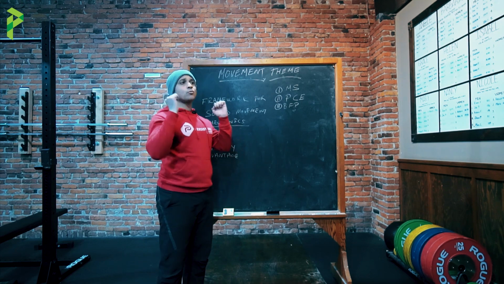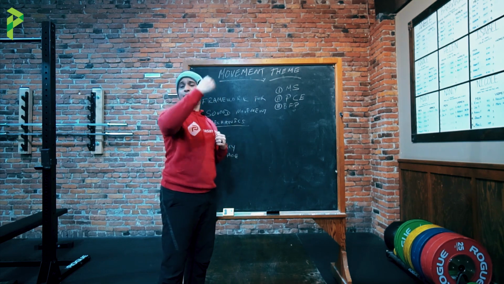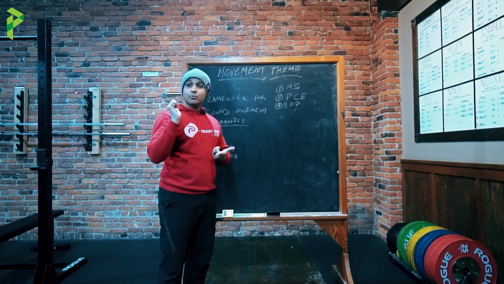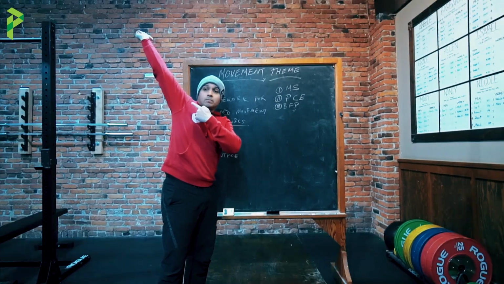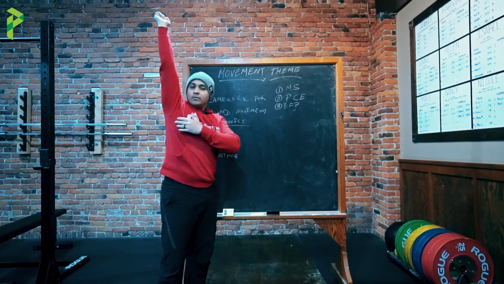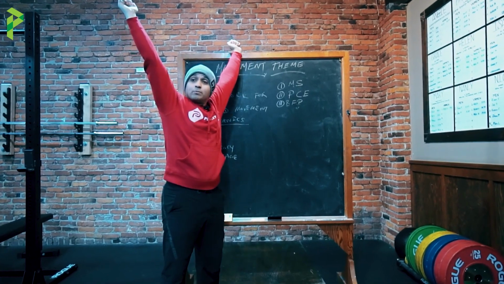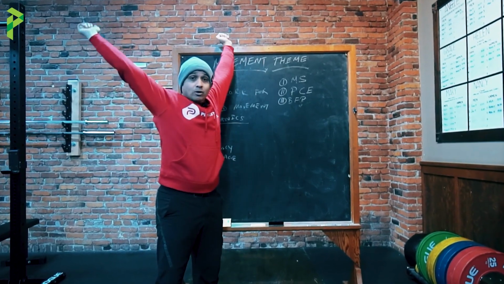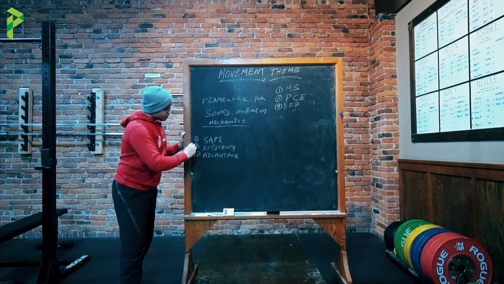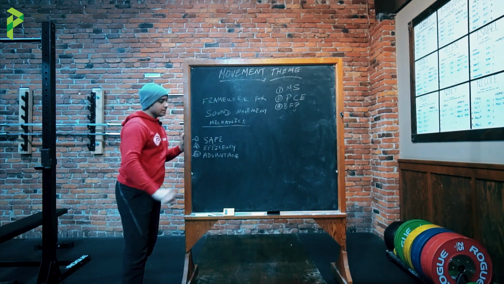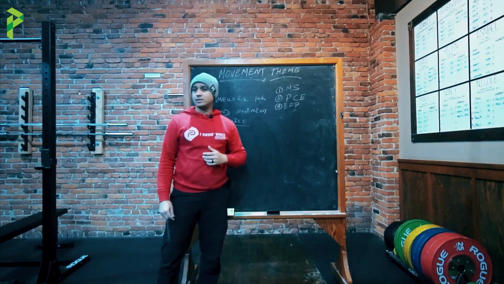When doing a press, I don't want the bar to travel around the face. I want it to travel in a straight line. When you press, I don't want the bar to be back here behind the frontal plane. I want it on the frontal plane. When I'm doing an overhead squat, I want the bar in the overhead position on the frontal plane, not behind and not in the front. Why? Because that is going to be the most efficient, safe, and you will have the highest mechanical advantage.